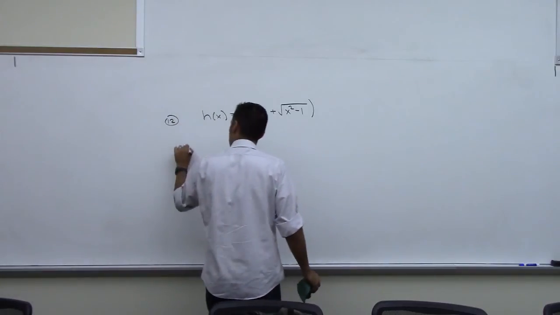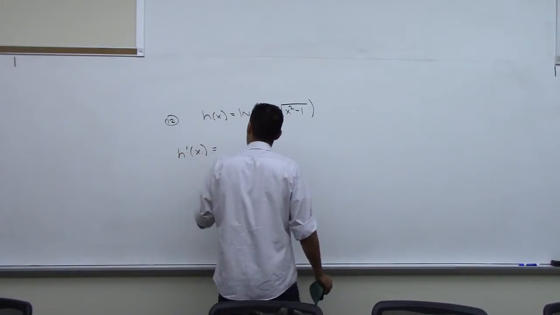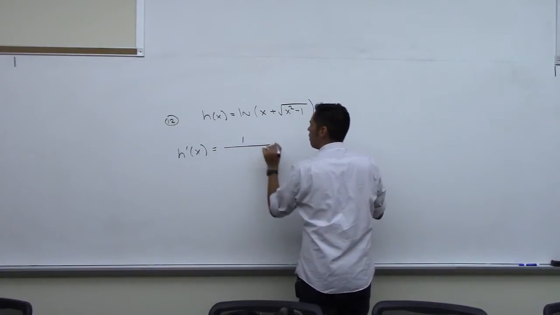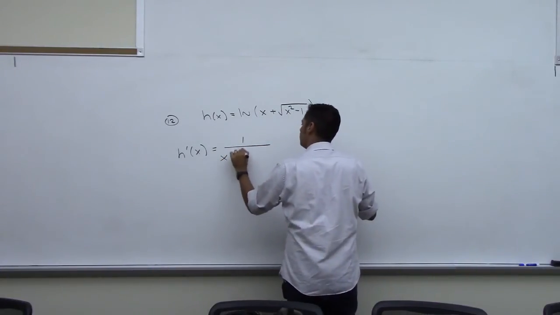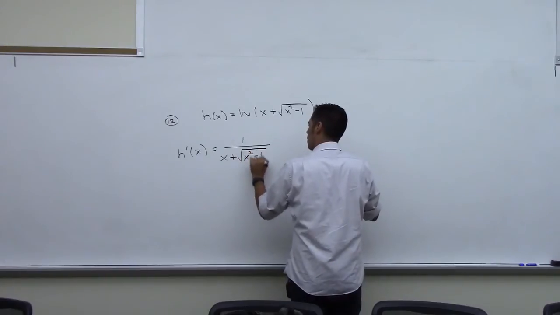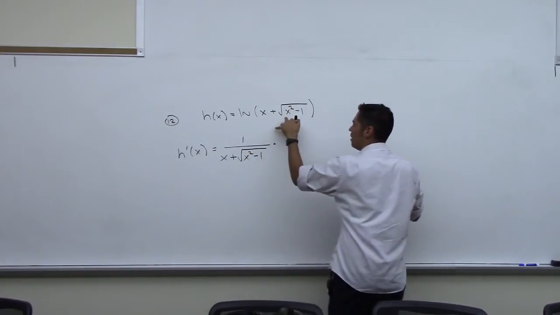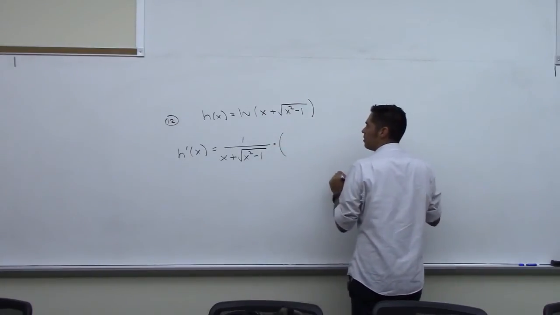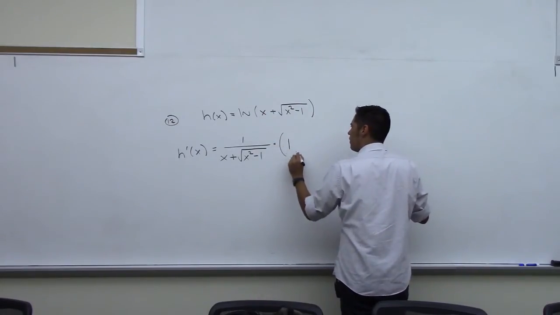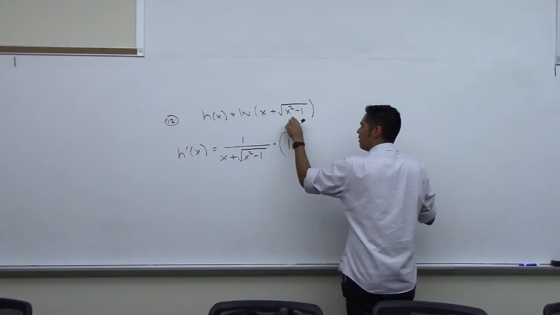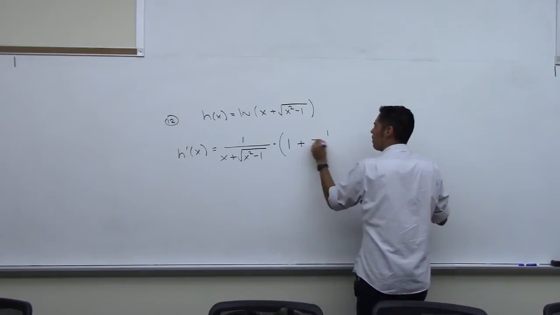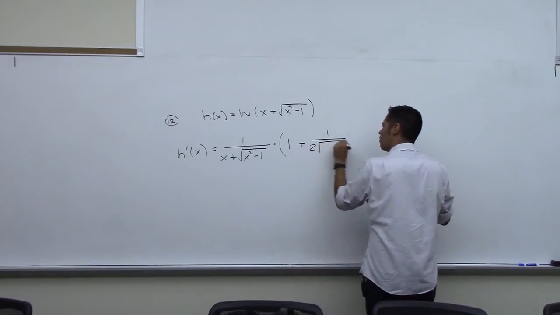The derivative of natural log of something should be 1 over that entire something times the derivative of what's in here. I have two terms here and here, so I'm going to have parentheses. Derivative of x is 1 plus the derivative of this. Now another chain rule. Derivative of the square root of something is 1 over 2 times the square root of that something.